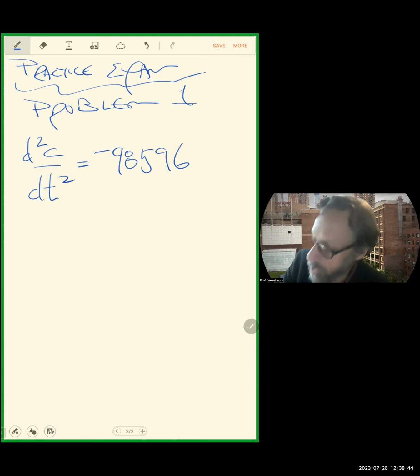Right, that was a given. Also a given was that C0 equals 20 C, 20 units of charge. Okay, those were the givens, right?